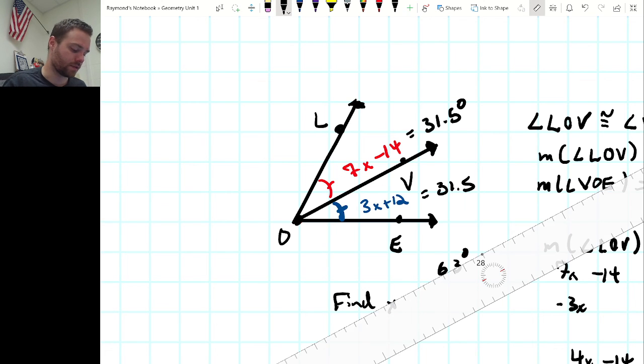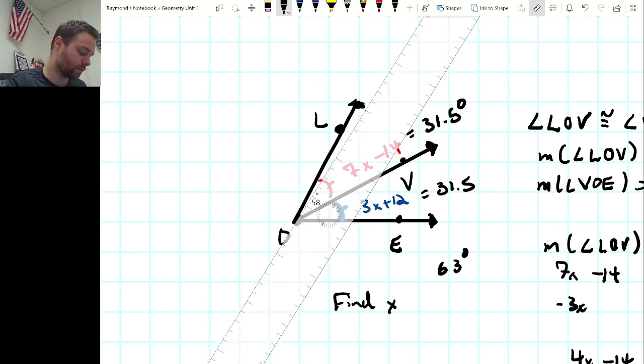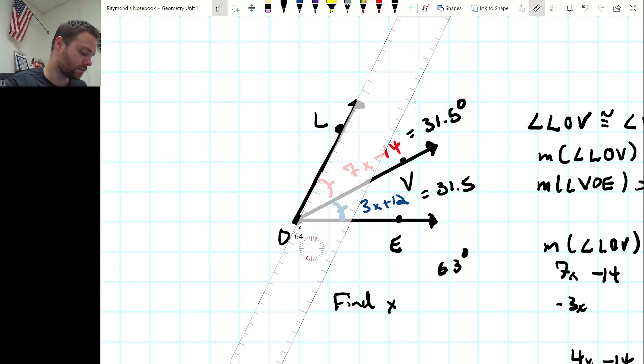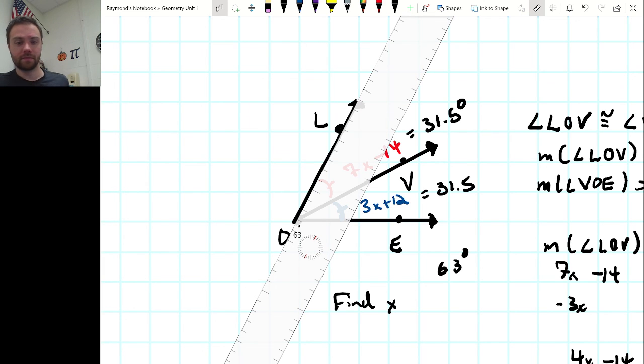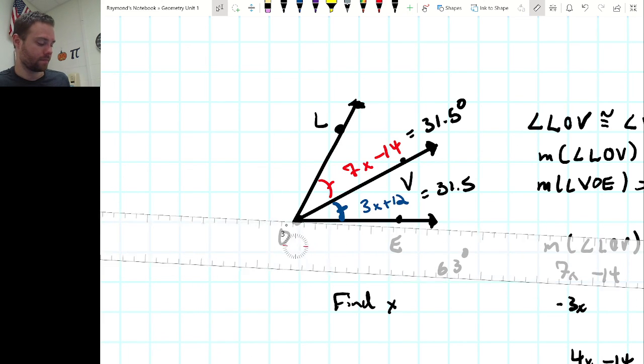It'd be really creepy if that's what I measured it. Yeah, that's really creepy. I had it right off the bat.